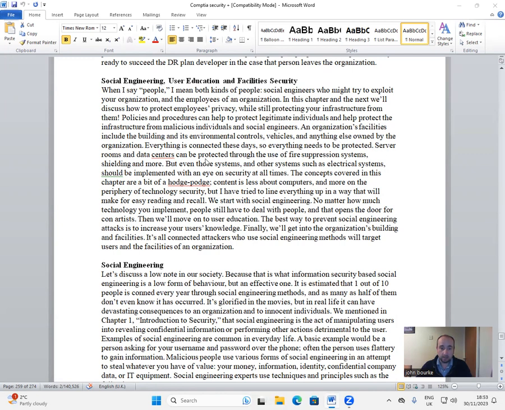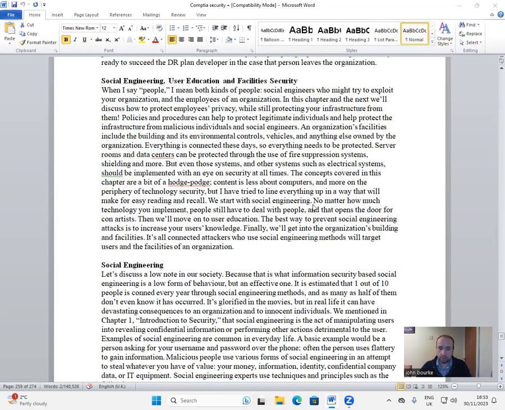Server rooms and data centers can be protected through the use of fire suppression systems, shielding, and more. But even those systems and other systems, such as electrical systems, should be implemented with an eye on security at all times. The concepts covered in this chapter are a bit of a hodgepodge. Content is less about computers and more on the periphery of technology security, but I've tried to line everything up in a way that will make for easier reading and recall.